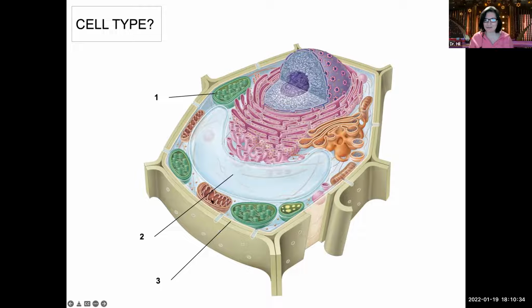Excellent. Anything else? What's shown in 2? What's this structure in 2? Put that into the chat.